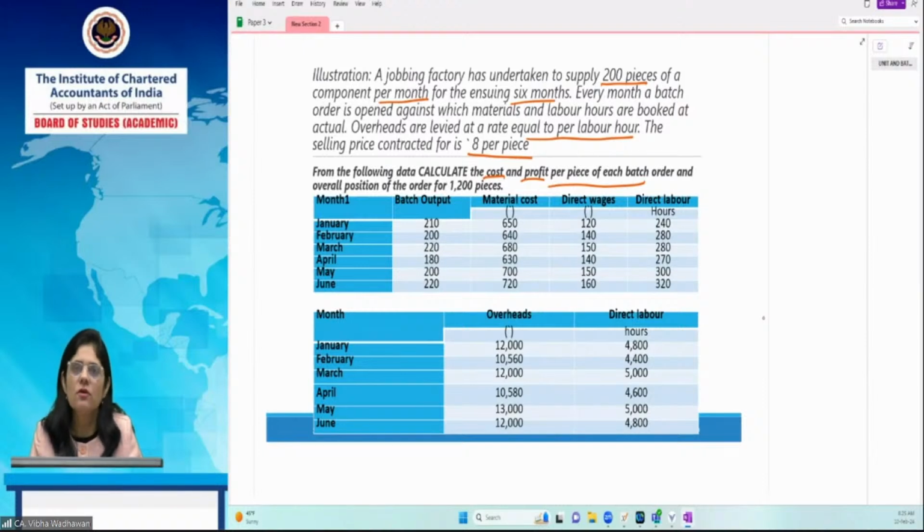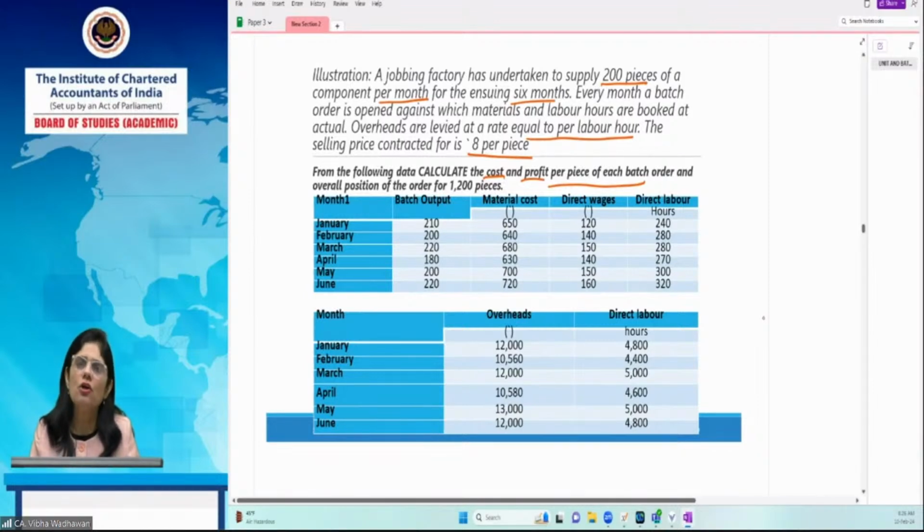Clear? So if there are 200 units in one batch, first we'll be calculating cost per batch, because costing will be as per batch. Direct material will be as per batch. Direct labor will be as per batch. So first we'll be calculating the total cost of one batch, and then we will divide it by the number of units in one batch. So this is how we will be calculating cost per unit and profit per unit.